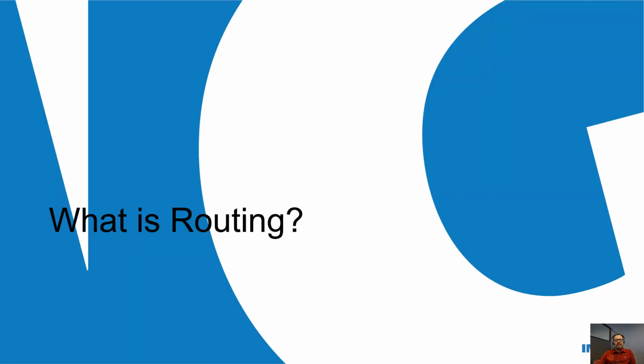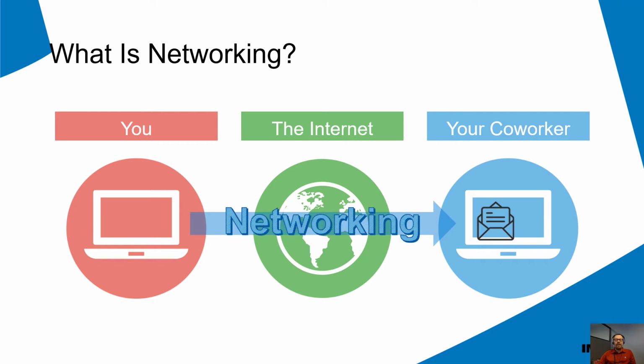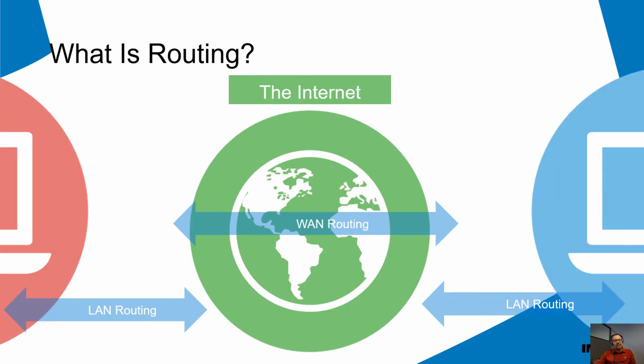Well, as a review of last time, routing is part of networking, as I said. Networking is sending information from you across the internet to somebody else. Or in the case of what we were talking about last time, it's sending an email from you to your coworker. And we call that networking. Routing is a little different. Routing is specific parts of that sending process.